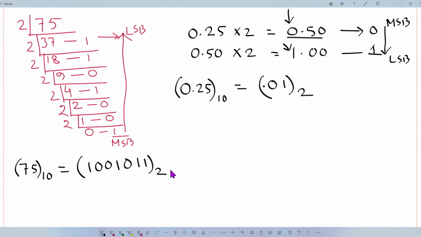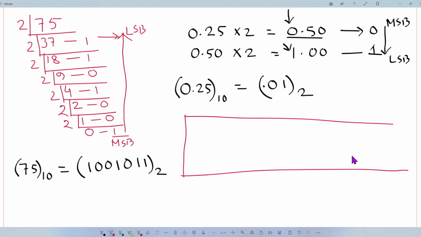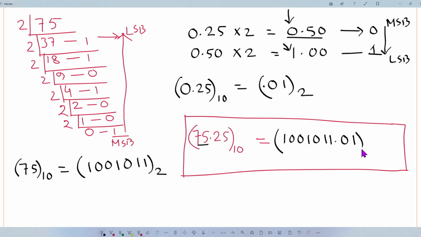Now we will combine them. So here is 75.25, which is a decimal number. So this is base 10, equal to: for 75, we get 1 0 0 1 0 1 1, right? Then the fraction, here is 0 1. Okay, and this is our answer.